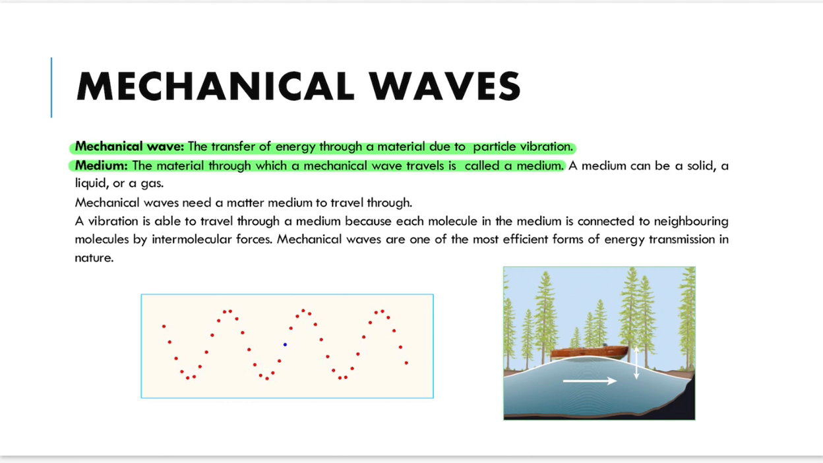A vibration is able to travel through a medium because each molecule in the medium is connected to the neighboring molecules by intermolecular forces. These forces allow the distance between the atoms to increase slightly without losing energy. This molecular property of a medium allows a mechanical wave to be one of the most efficient forms of energy. It is the net motion of the particles that causes a vibration.